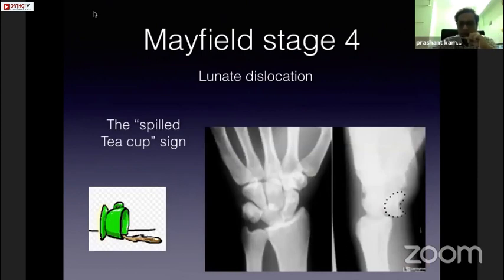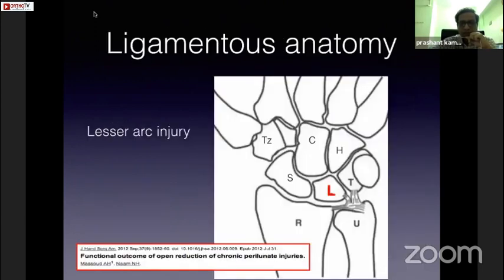This lunate looks like a spilled teacup, so this is termed the spilled teacup sign. So as we have seen, this is a progressive interosseous ligament failure from radial to lunate to lunotriquetral. This is termed a lesser arc injury, and as per the literature, even with treatment, this has a poorer prognosis compared to the greater arc injury.